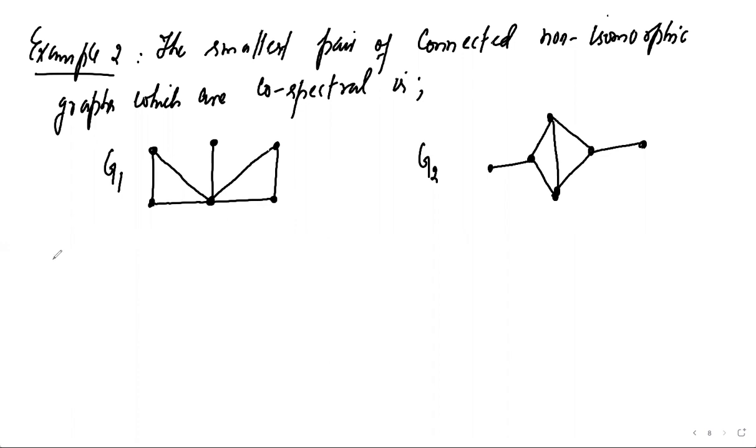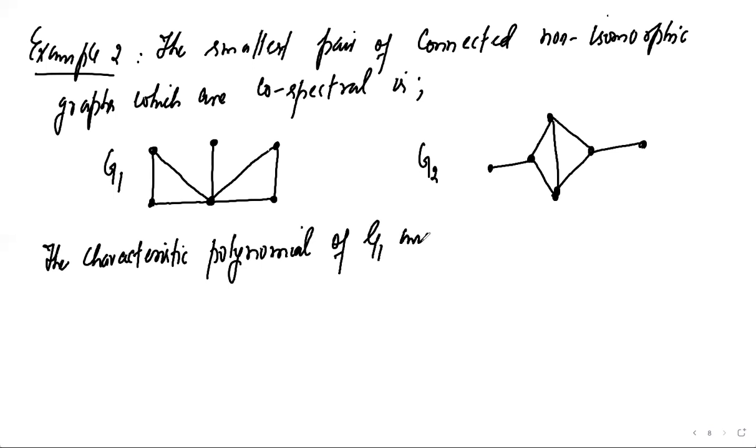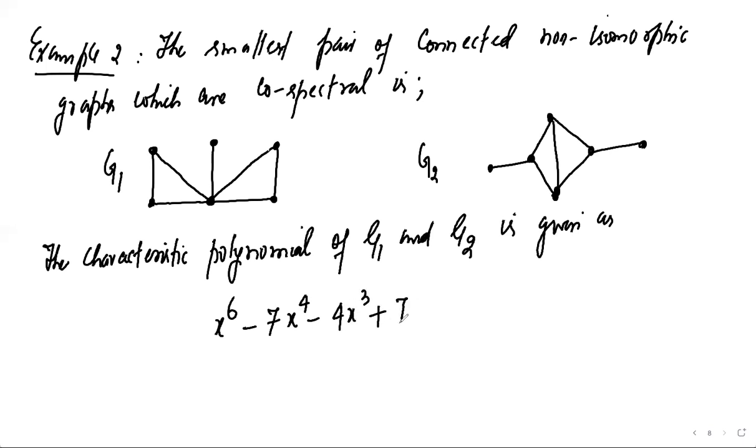And the characteristic polynomial of G1 and G2 is given as x^6 minus 7x^4 minus 4x^3 plus 7x^2 plus 4x minus 1. Yes, they are graphs of order 6. This is the characteristic polynomial of G1 as well as of G2. So therefore, they have the same spectrum.